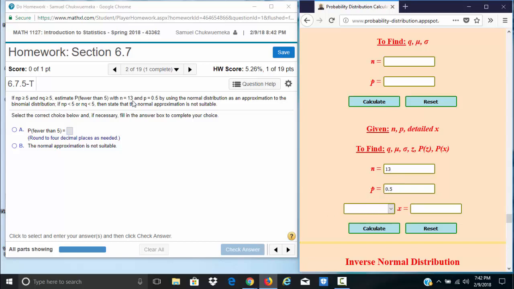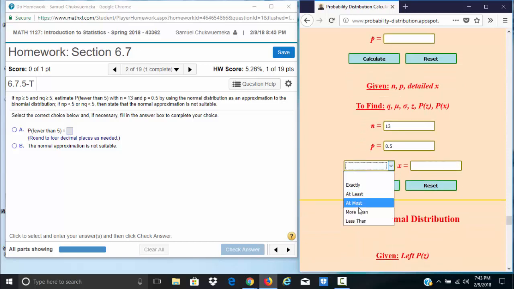Actually, you can kind of look at this. The mean is n times p. So let's do n times p. 13 times 0.5 will give us 6.5. 13 times 5 is 65, so 13 times 0.5 is 6.5. And 6.5 is greater than or equal to 5. Then q is also 0.5, because q is 1 minus p, 1 minus 0.5, and that is 0.5. So 0.5 times 13 is 6.5. So we're good. Yes. So let's go ahead and find this now.